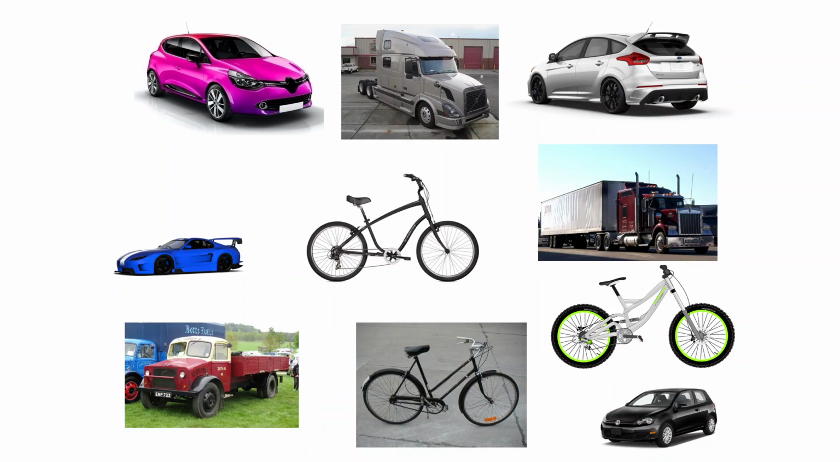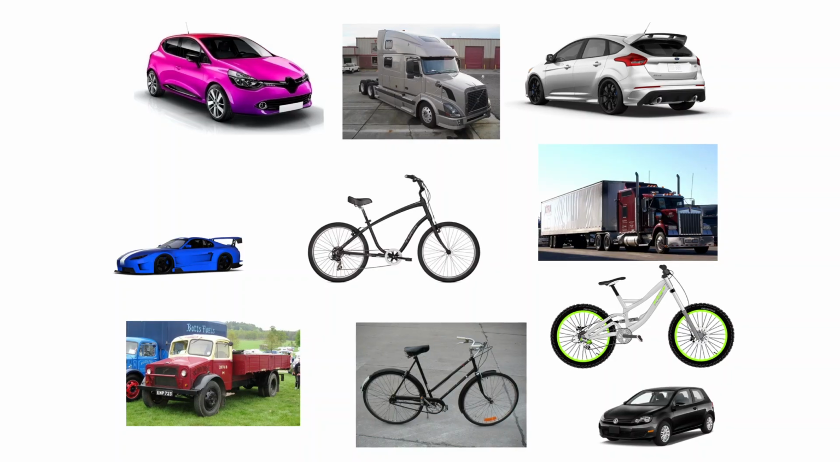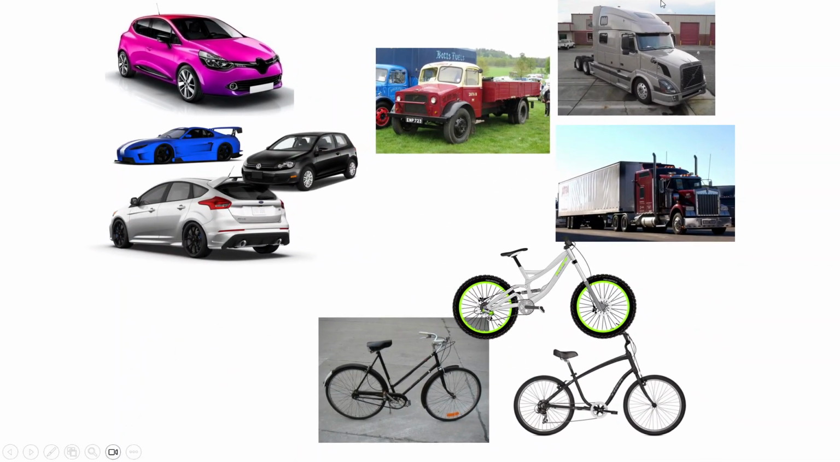On the screen, you can see the different means of communication. There are some commercial vehicles, there are some private vehicles, and the bicycle. Let's club all commercial vehicles together, all private vehicles together, and the bicycles together.